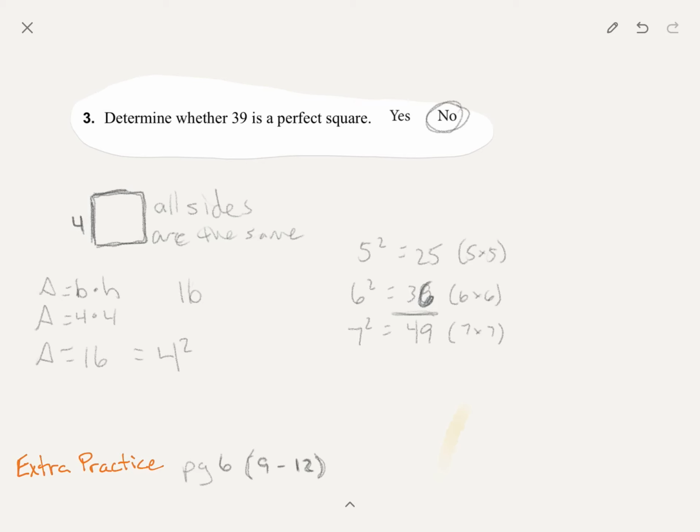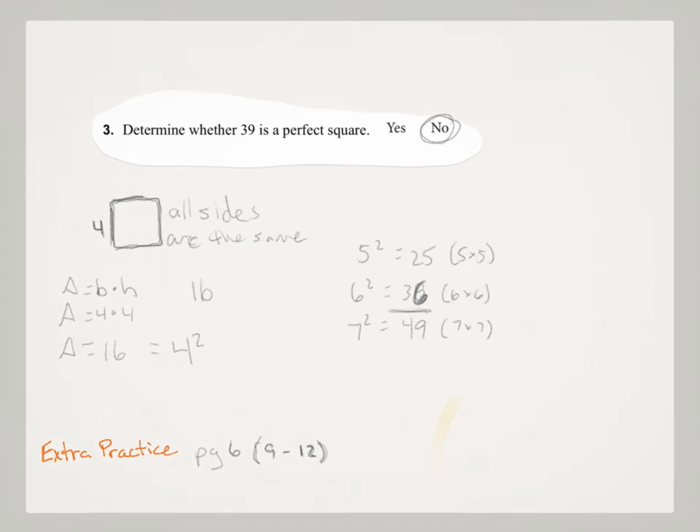All right, so you can kind of guess and check as long as you understand. Again, when you're thinking of a perfect square, think of finding the area and the base, and you're using the same number. So if you want some extra practice with this, you can go to page 6 of your student journal, problems 9 through 12.